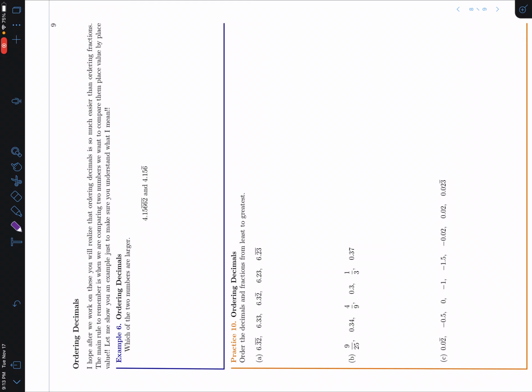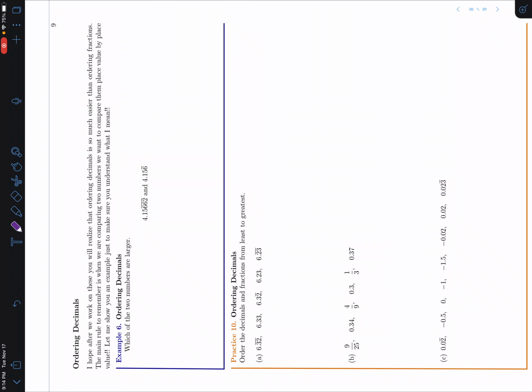All right. So ordering decimals turns out, hopefully you find, that it's a lot easier than ordering fractions, for example. And if you see down below, there are some decimals mixed with fractions. So the goal is to turn everything into a decimal first, and then use that as a way to figure out which one's bigger and which one's smaller.